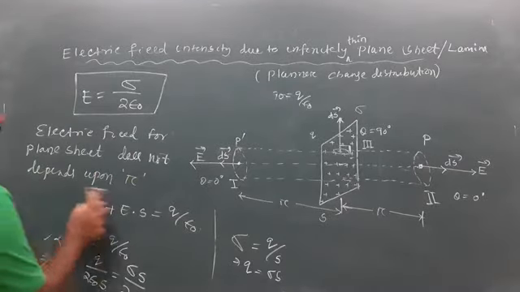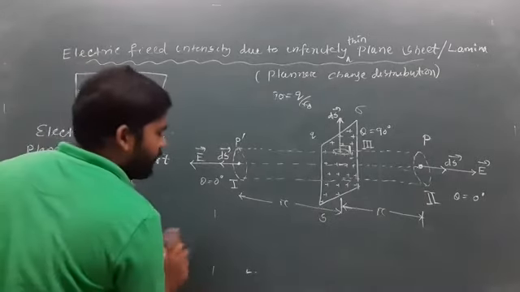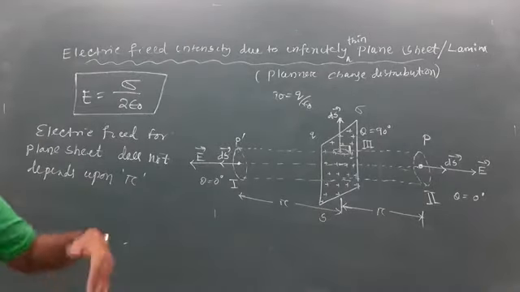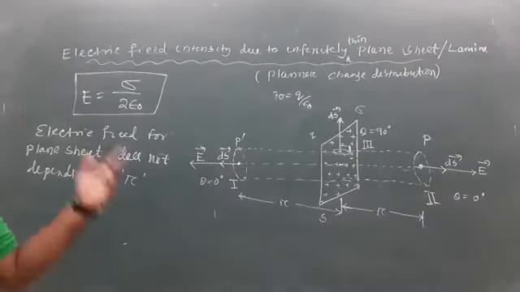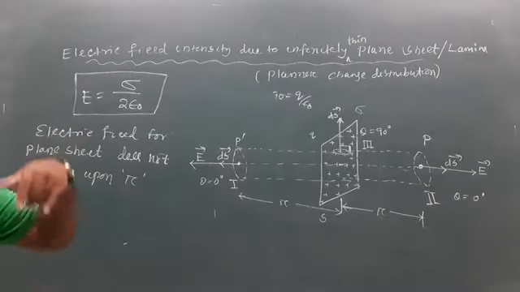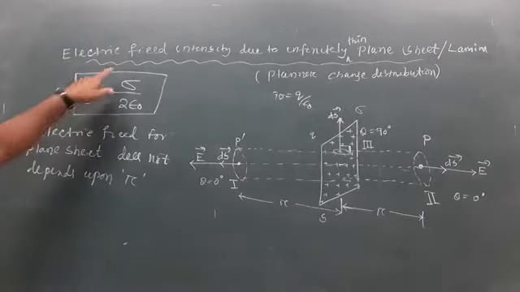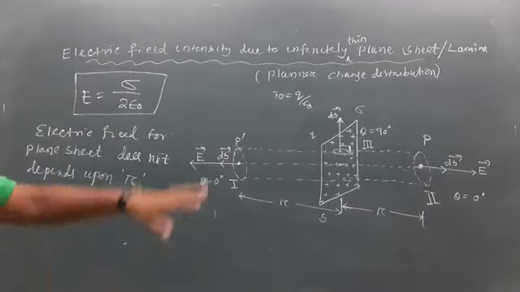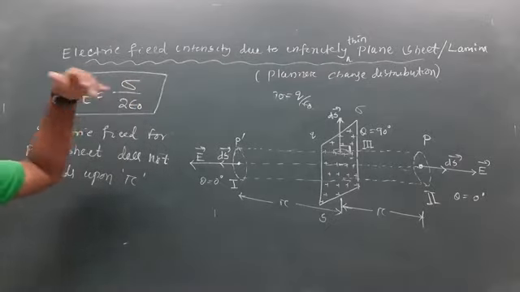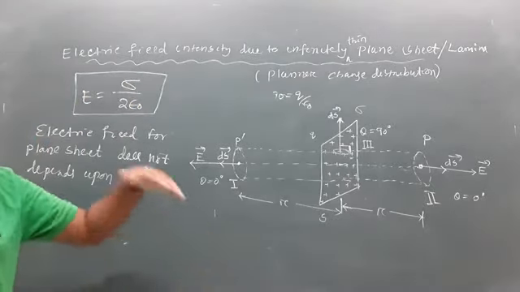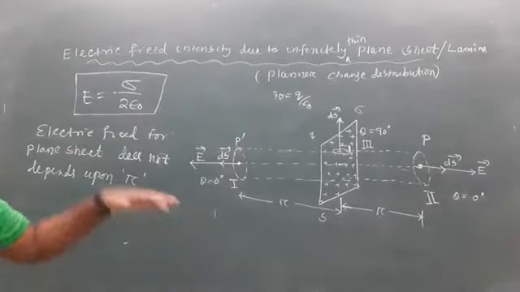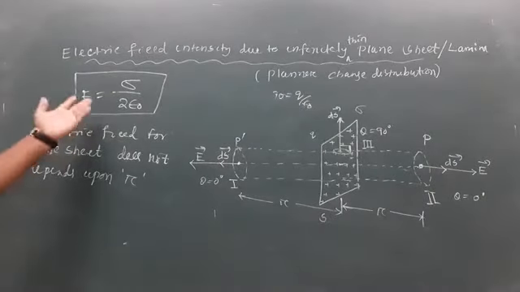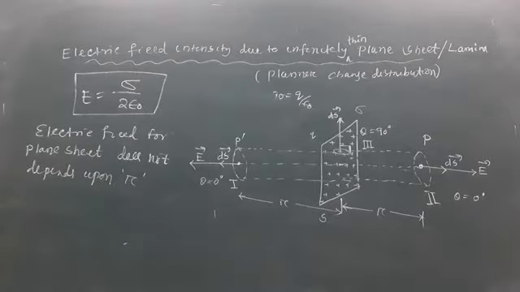Okay, that means we can take the point of observation close to the plane sheet or away from the plane sheet, but the electric field intensity at any point of observation will be E equals sigma by 2 epsilon 0. Electric field only depends upon sigma. Now whether the plane sheet is positive or negative, when we consider the negative plane sheet, that will give sigma by 2 epsilon 0 as well, directed towards the sheet.